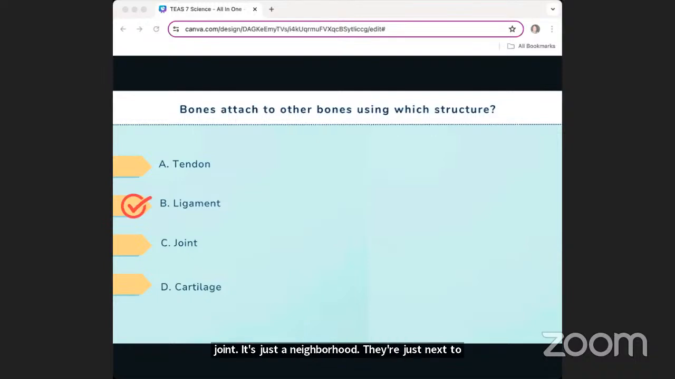And finally, option D is incorrect. Cartilage can line those articular surfaces to help reduce friction, but it's not how bone attaches to another bone. So option B, ligament, is correct. A lot of people confuse ligaments, tendons, and joints. So maybe that's just something that you all need to continue to review and get those terms down. This was a quick turnaround anyway.